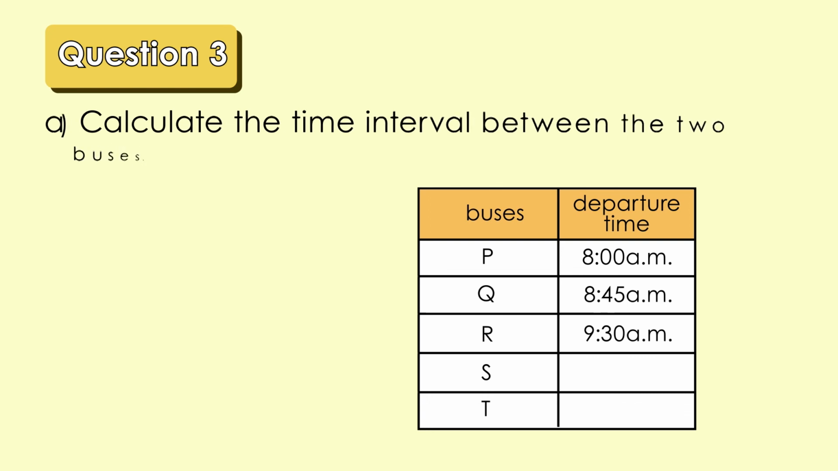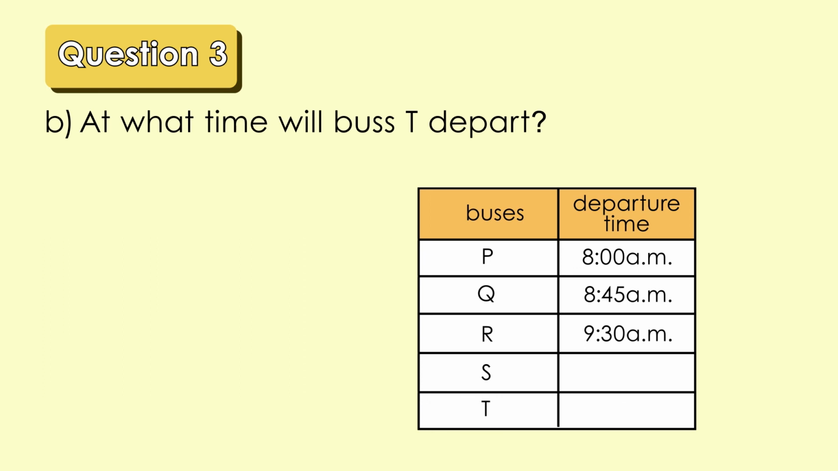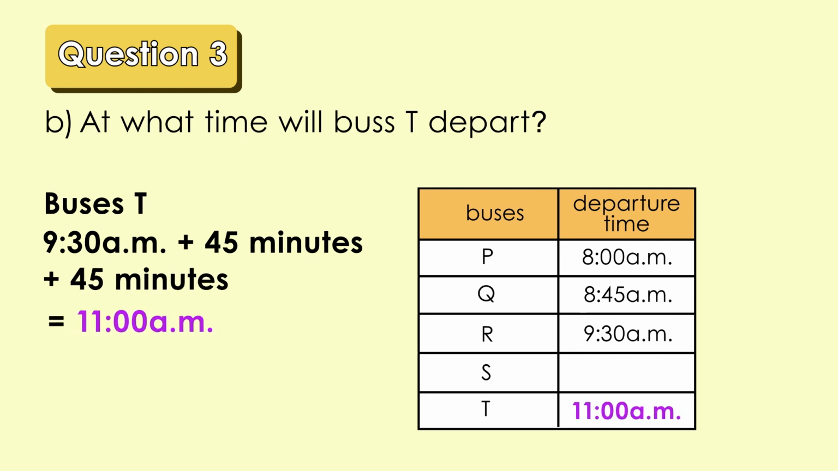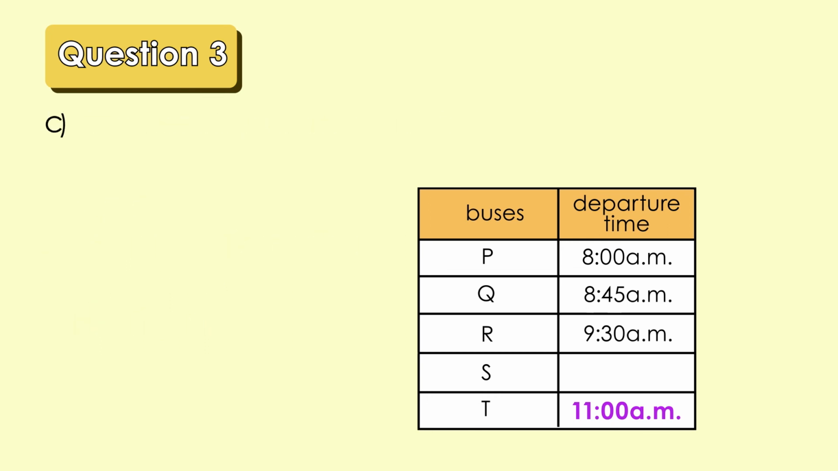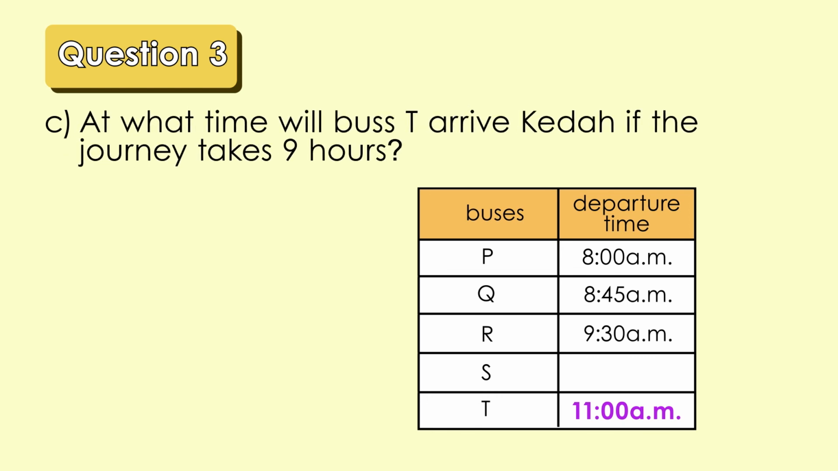Now, let us look at question B. At what time will bus T depart? Boys and girls, 9:30 a.m. plus 45 minutes plus 45 minutes. So, bus T will depart at 11 a.m. Boys and girls, let us now look at question C. At what time will bus T arrive Kedah if the journey takes 9 hours? So 11 a.m. plus 9 hours is 8 p.m.